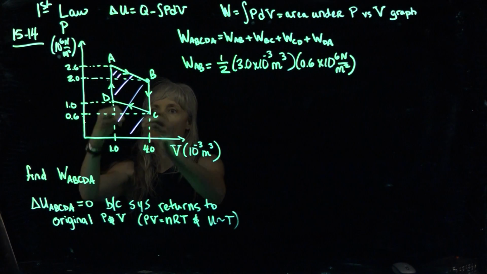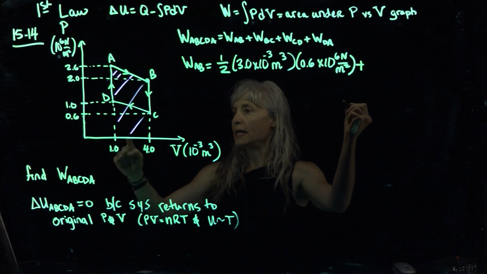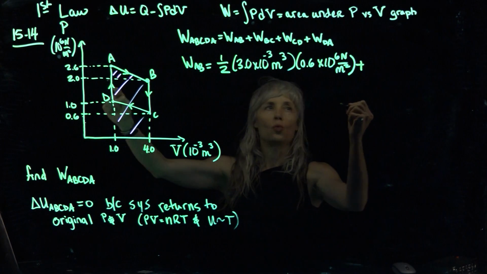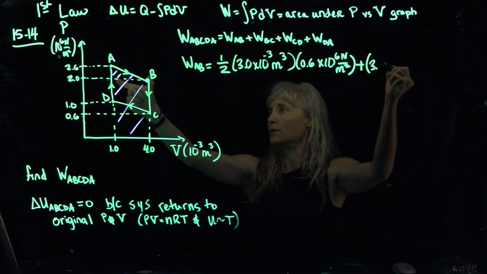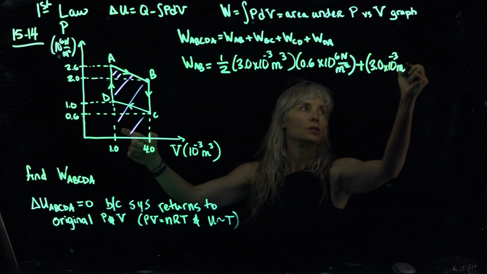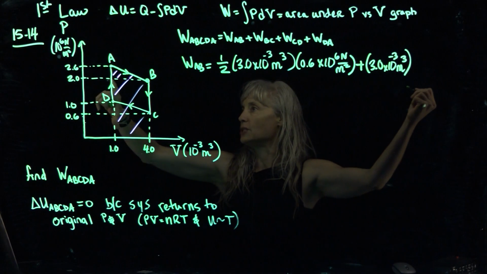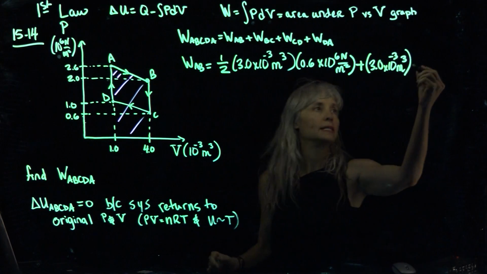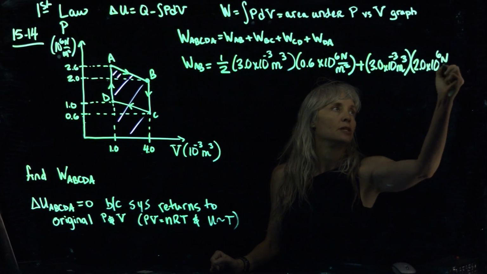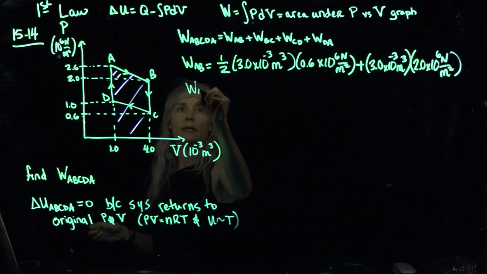Now I need the rest of this, which is a rectangle, so plus the area of this rectangle beneath, and that's going to be the width times the height. So the width is going to be 3.0 times 10 to the minus 3 cubic meters, times the height, and the height is 2.0 times 10 to the 6th newtons per meter squared. So that's the work from A to B.